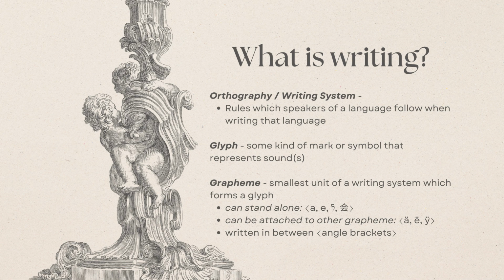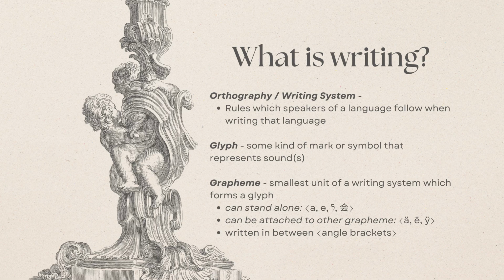So how are glyphs written? Glyphs are marks or symbols that represent sounds or gestures, again, if you're talking about sign language. And within a glyph, you could have graphemes. So graphemes are the smallest unit of a writing system which forms a glyph. Let's go back to morphology. You could think of a word, and within the word, you could have one or more morphemes. And it's kind of like this in orthography. You could have a glyph, and within that glyph, the glyph could constitute different graphemes.